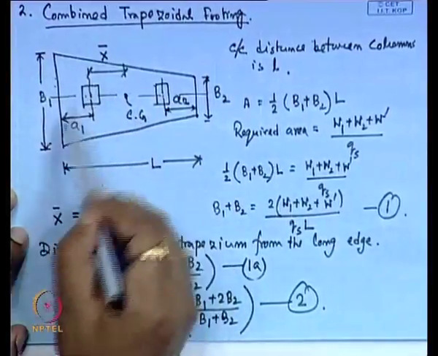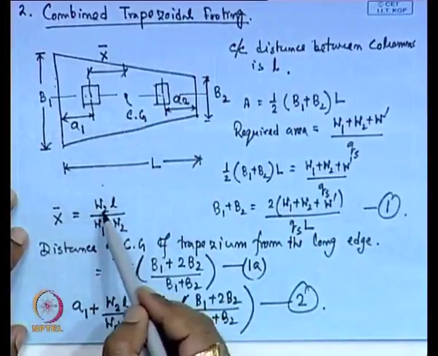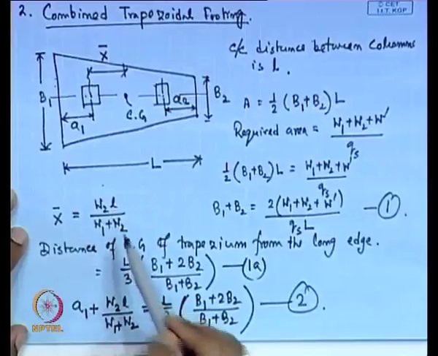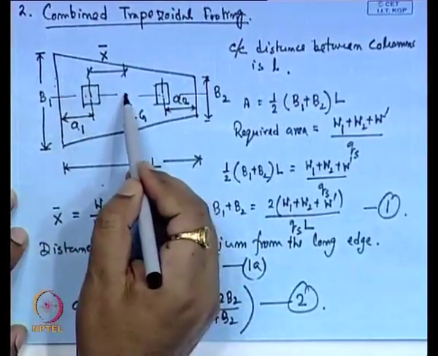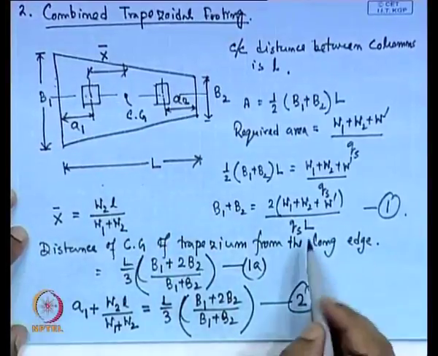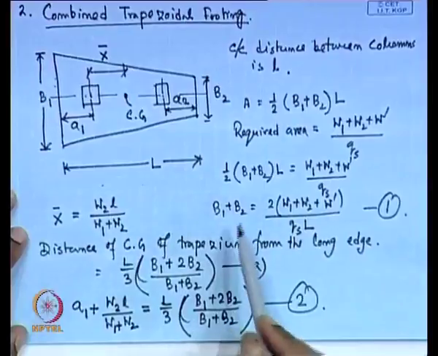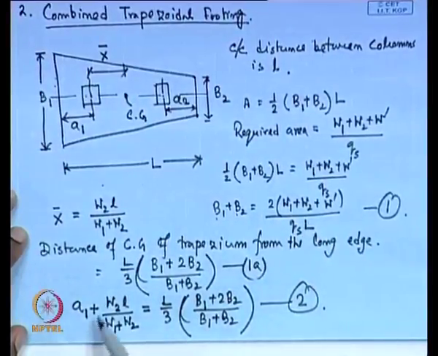So, from this figure we can say that A 1 plus x bar is W 2 L divided by (W 1 plus W 2). This x bar is equal to this distance of the C G of the foundation from the long edge. So, now in this expression the unknowns are B 1, B 2, L, then small a 1.